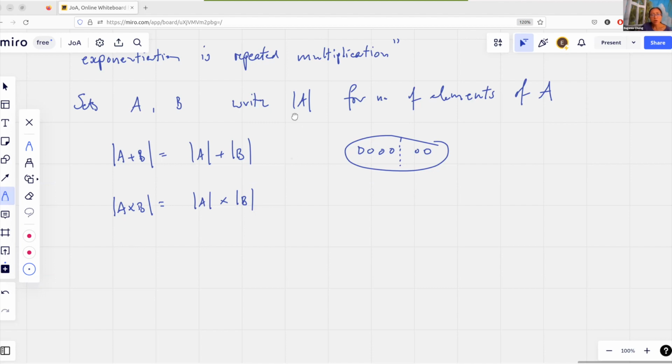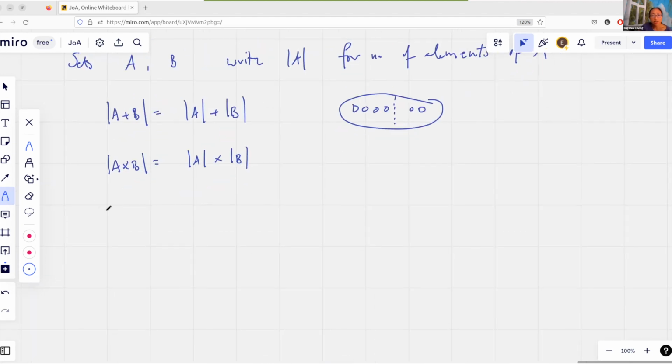Then, for exponentiation, it's the number of functions from A to B. You can take the set of all functions from A to B, and the number of functions that are possible from A to B is the number of elements of B raised to the power of the number of elements of A. Because for every element of A, you have to pick an image in B. So you get |B| possibilities for the first element of A, |B| possibilities for the second element of A, and |B| possibilities for each element of A. So it's the size of B raised to the power of the size of A.